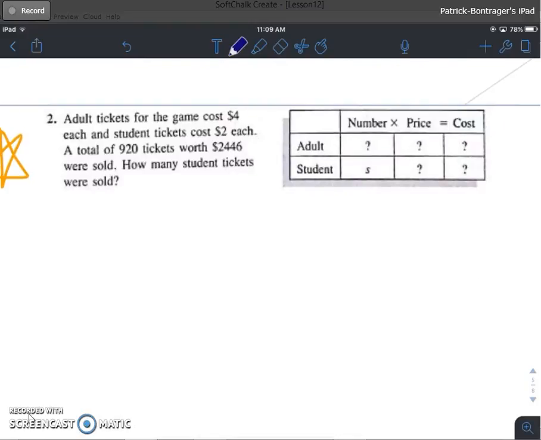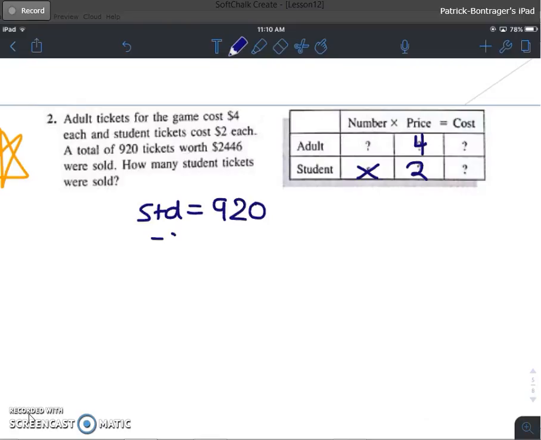Last question. Adult tickets for a game cost $4 each, so price adult is 4. And students cost 2. All right, this one is tricky. We need to really pay attention. A total of 920 tickets worth 2,446 were sold. So 920 tickets. So the amount of adults plus the amount of students equals 920. So just go ahead and label one X. So it's really going to be student plus adult equals 920.